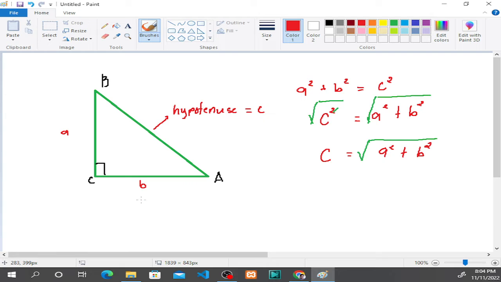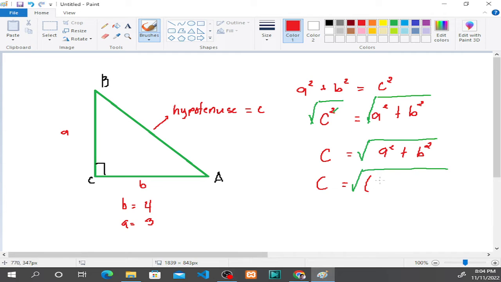So one familiar example is if we let b be equivalent to 4, and then a is equivalent to 3. Let's assume that a is 3 and b is 4. So let's apply this formula. c is equivalent to the square root of, and let's put that in a parenthesis.